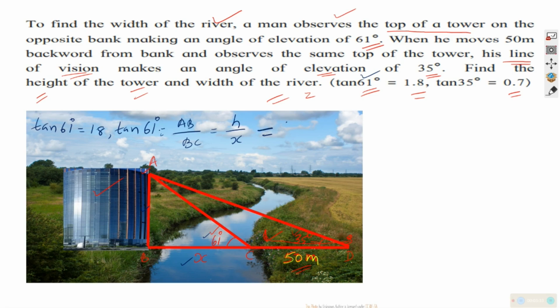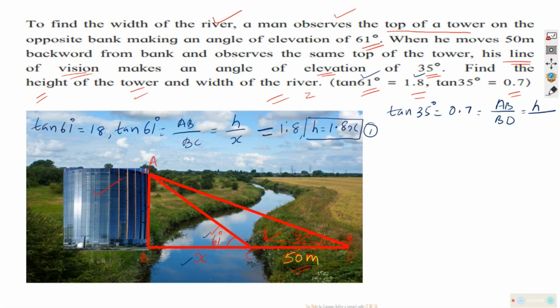What we know is that tan 61 is 1.8. It is given here. That we will write here so that h is equal to 1.8x. Okay, h is equal to 1.8x. We got one equation. The second situation: tan 35 is given, which is equal to 0.7. It is given. And in the case of 35, the opposite side is AB, the adjacent side is BD.